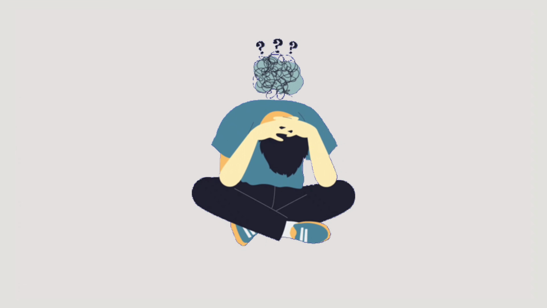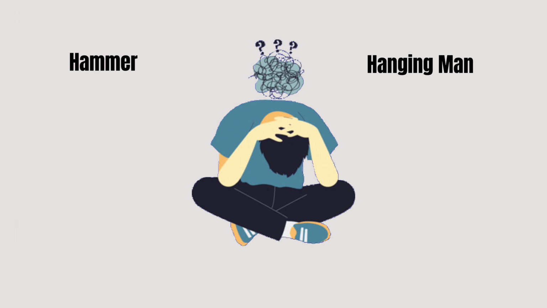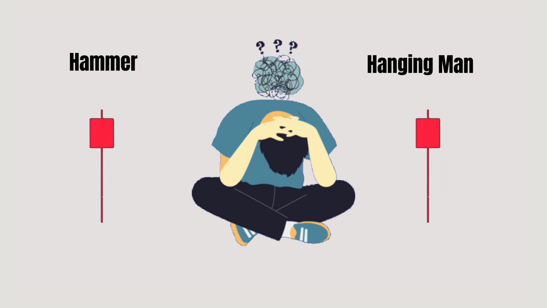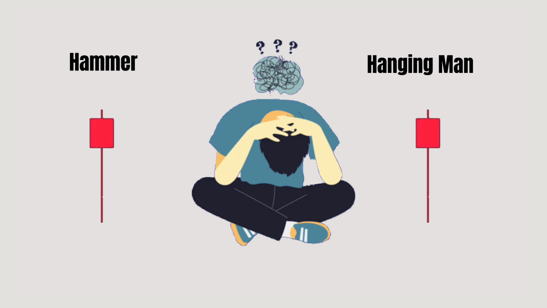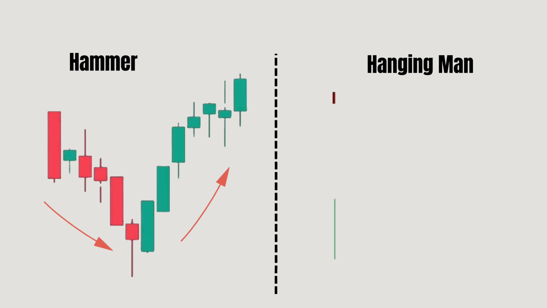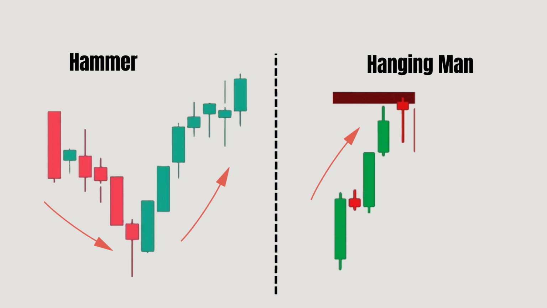New traders often get confused between the hammer and hanging man candlestick patterns because they look very similar. However, these two patterns indicate different market signals. The difference between the hammer and hanging man candles is that the hammer appears after a downtrend and signals a bullish reversal, while the hanging man appears after an uptrend and signals a bearish reversal.